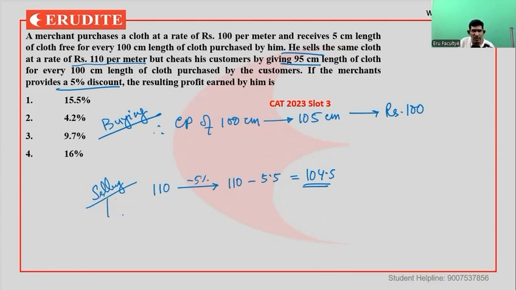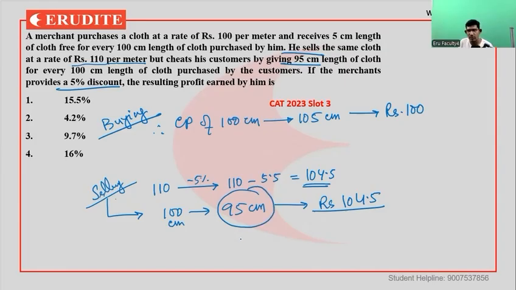Okay, so how is he selling? He's selling, basically, instead of 100 centimeters, he is giving you 95 centimeters, and he is taking rupees 104.5. Now, if you focus on that, he is actually selling 95 centimeters. So focus on that 95 centimeters. Now tell me, focusing only on 95 centimeters, what is his cost price for 95 centimeters?